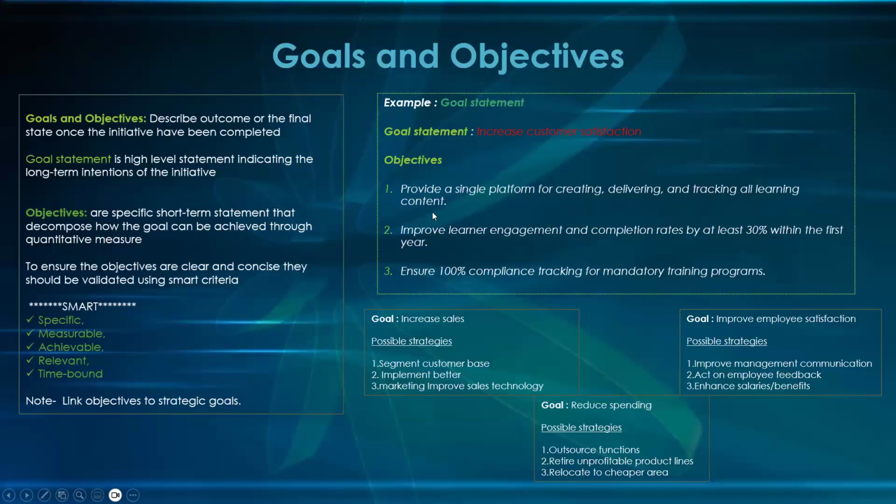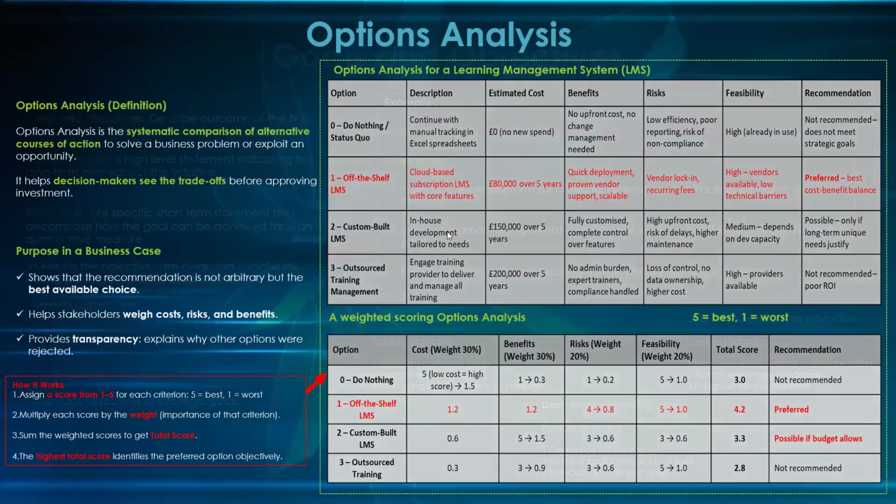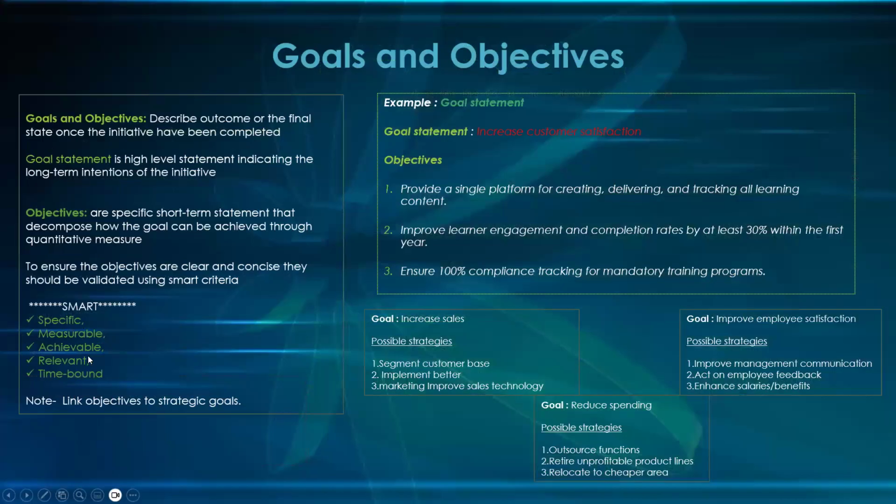Again, objectives 1, 2, 3 align with your goal. Your objectives must align with your goal. So, improve learner engagement and completion rates by at least 30% within the first year. Does this meet the SMART goal? Let's see. Do you think this meets the SMART goal? That number 2 objective.